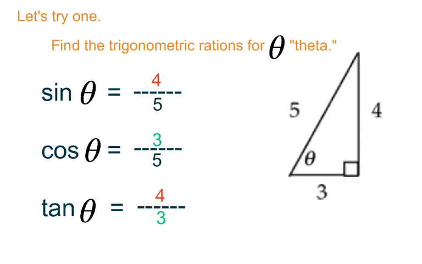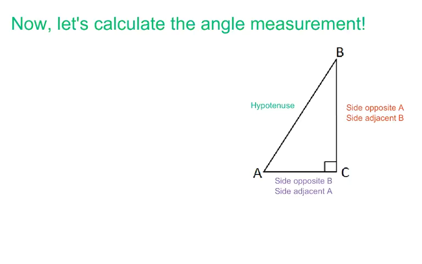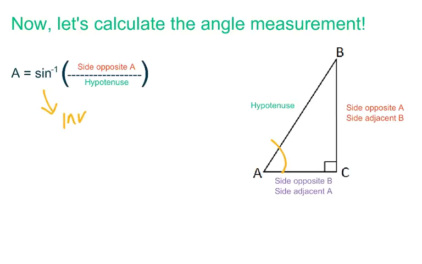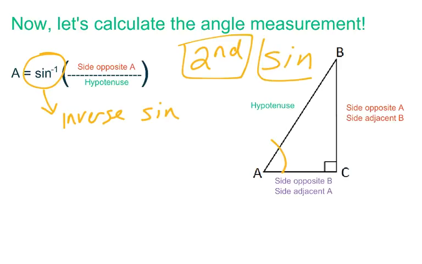However, we can also use these trigonometric ratios to calculate the angle that we don't know. So again, we've labeled this triangle. And so angle A, this angle right here, is equal to the inverse sine of its ratio, the opposite side to A divided by the hypotenuse. In order to use this on your calculator, you must first do second and then sine. And then type in your ratio.